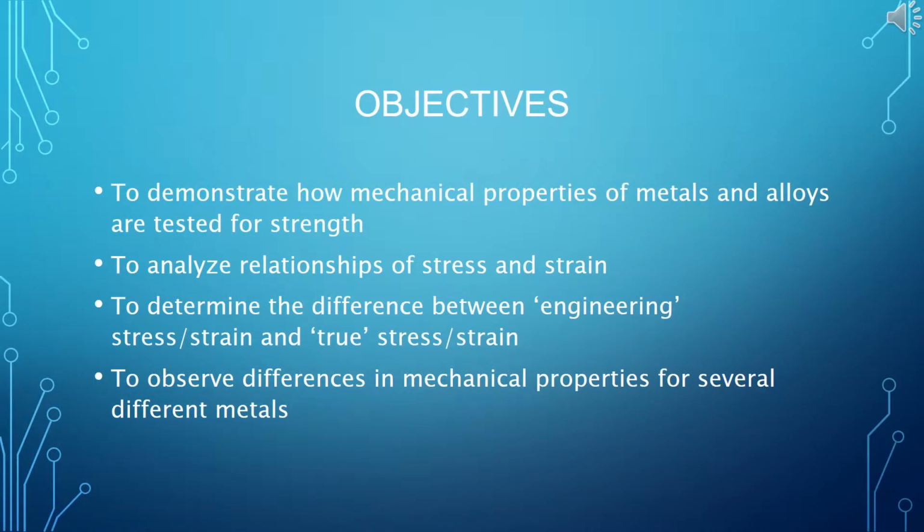The objectives of this lab are to demonstrate how mechanical properties of metals and alloys are tested for strength, to analyze relationships of stress and strain, to determine the difference between engineering stress-strain and true stress-strain, and to observe differences in mechanical properties for several different metals.